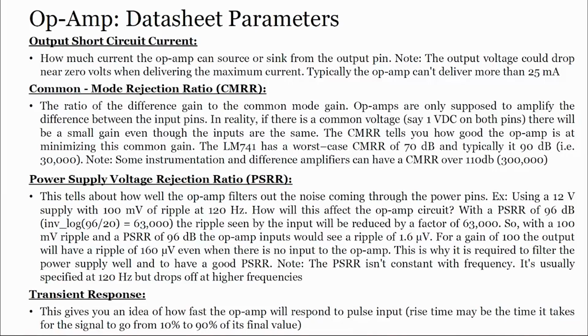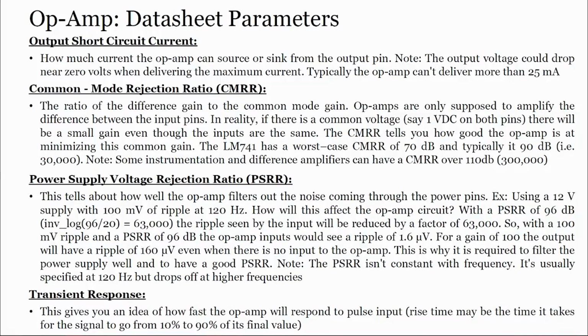Power supply voltage rejection ratio, PSRR, is another parameter. When you open a data sheet, you will see PSRR. What is that? This tells about how well the op amp filters out the noise coming from the power pins. Noise can be generated from the power pins, and this shows how well it can be filtered out.